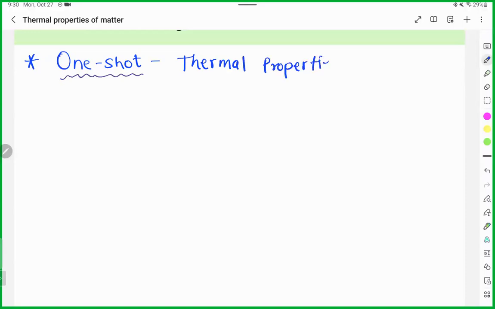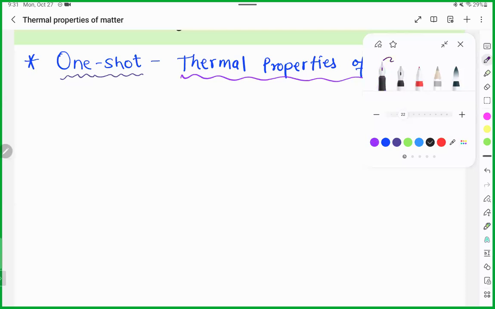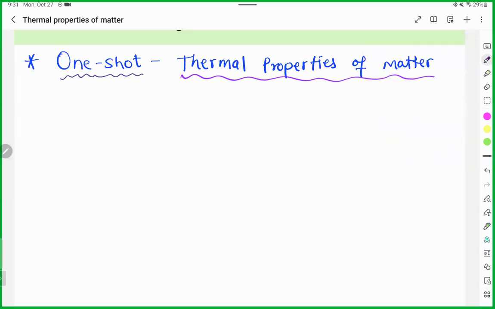This is one shot of thermal properties of matter. Now because all three of you made notes out of this chapter, it will be easy for you to understand this. Got it? That's why we can make one shot. Probably I'll try to finish it in less than half an hour.